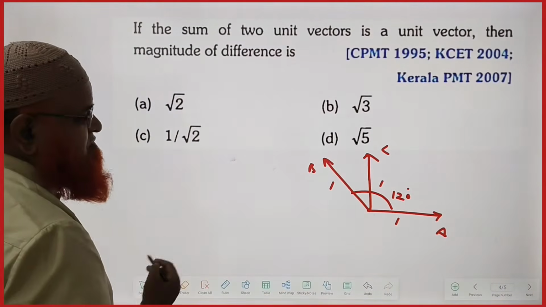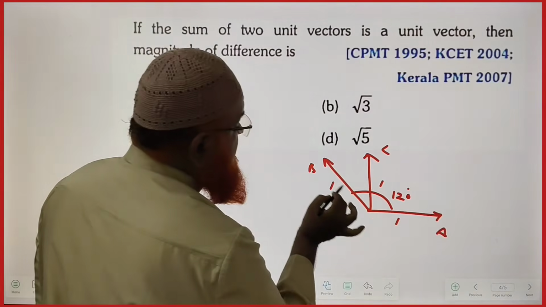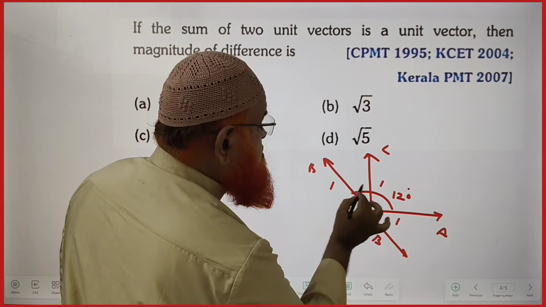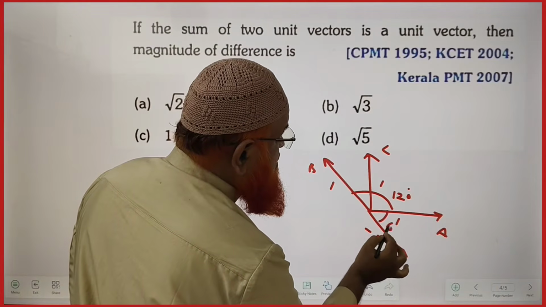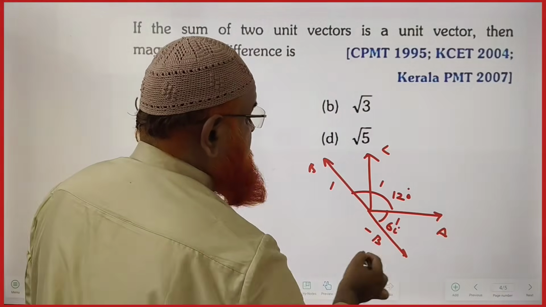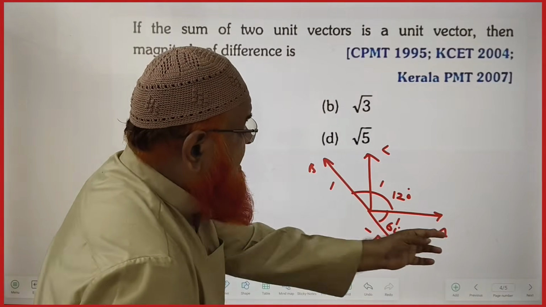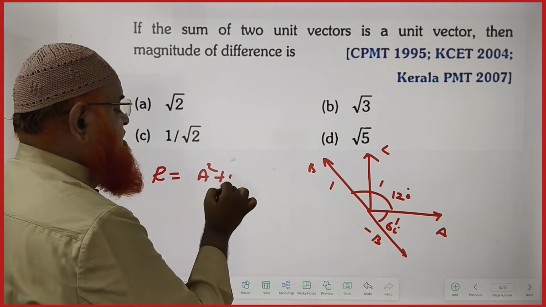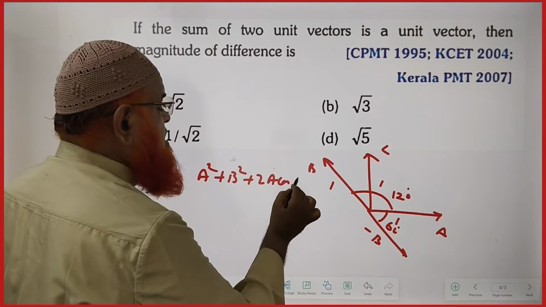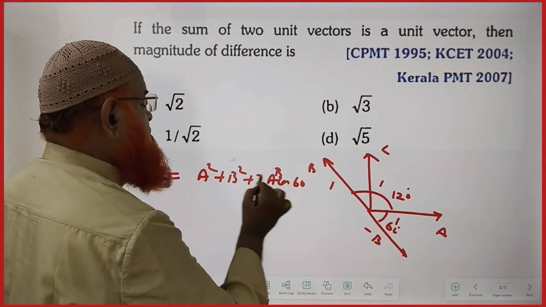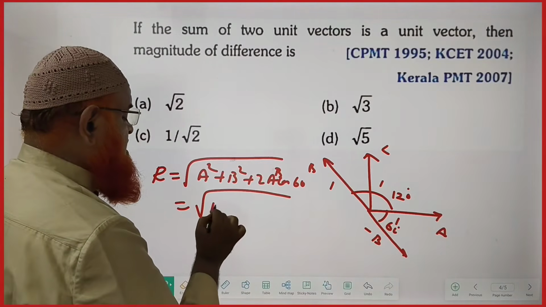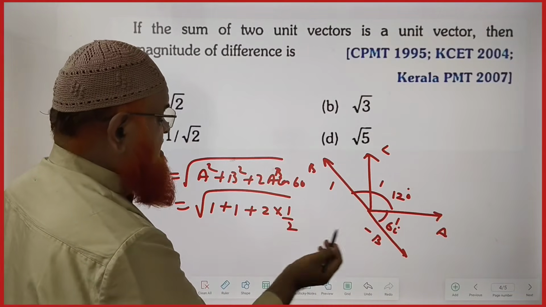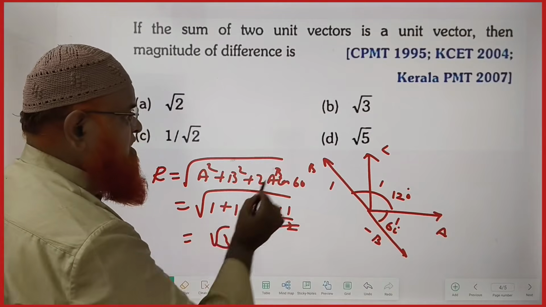Now, what is the difference of these two vectors? Difference means, let me take B minus here. So this is going to be minus B. That means this is totally 180. 120 means this is going to be 60 degrees. Now, difference means you have to add these two vectors. Adding one positive vector with the negative vector gives you the difference. So R is equal to the square root of A square plus B square plus 2AB cos 60. So this is the square root of 1 plus 1 plus 2 into 1 by 2, because all are unit vectors. So getting cancelled, your answer is going to be root 3.